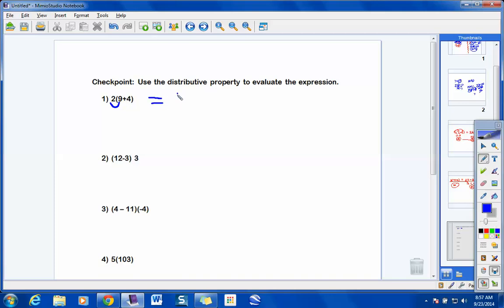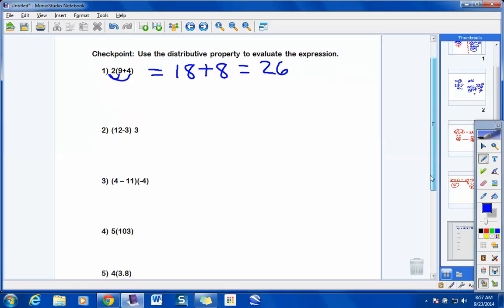This is going to become 18 plus what? Well, I got to take 2 times what else here? Which is what? 8. So this is really 18 plus 8. So can we evaluate that mentally now? What's your value? 28. 20 what? 26. There you go. That makes sense? Yeah. So Okay. Real quickly, remind me, where did this 18 come from? The 2 times 9. The 2 distributed to the 9.